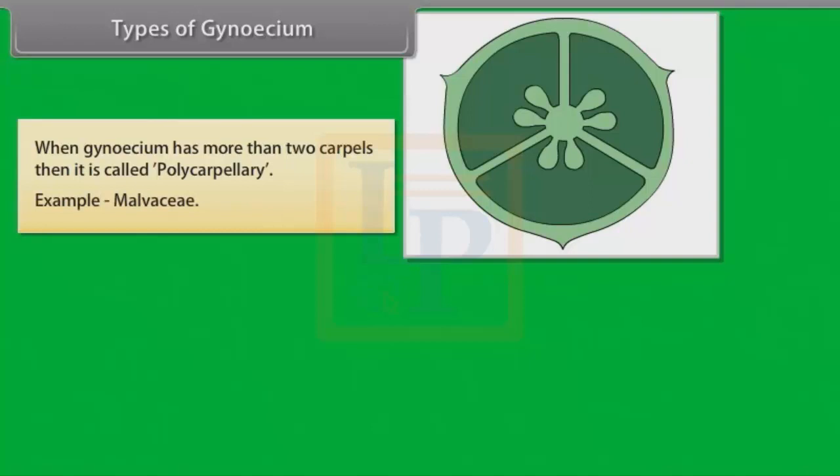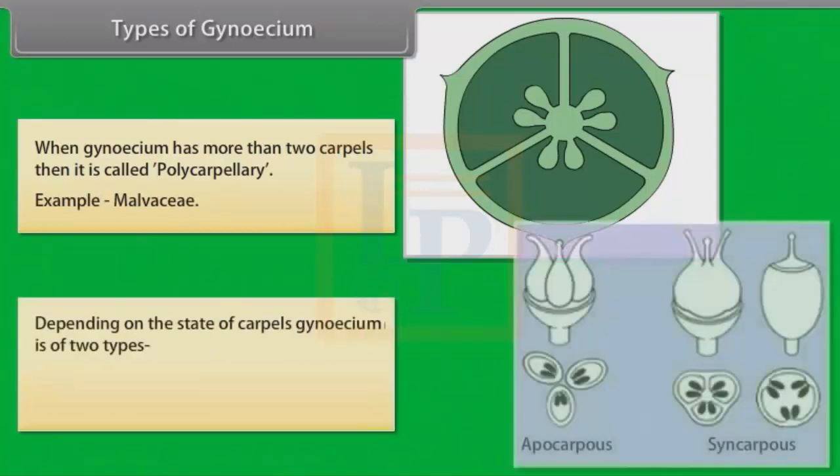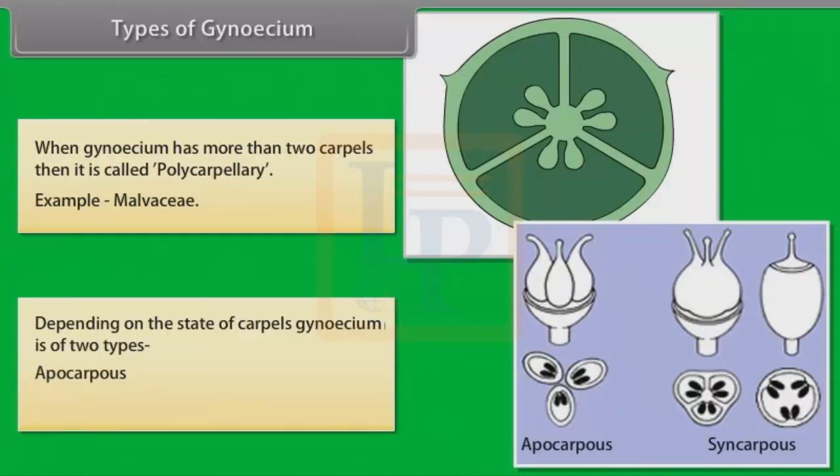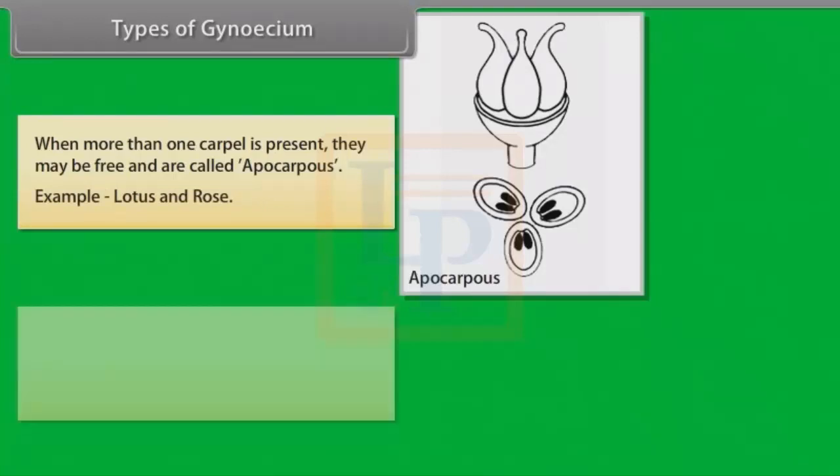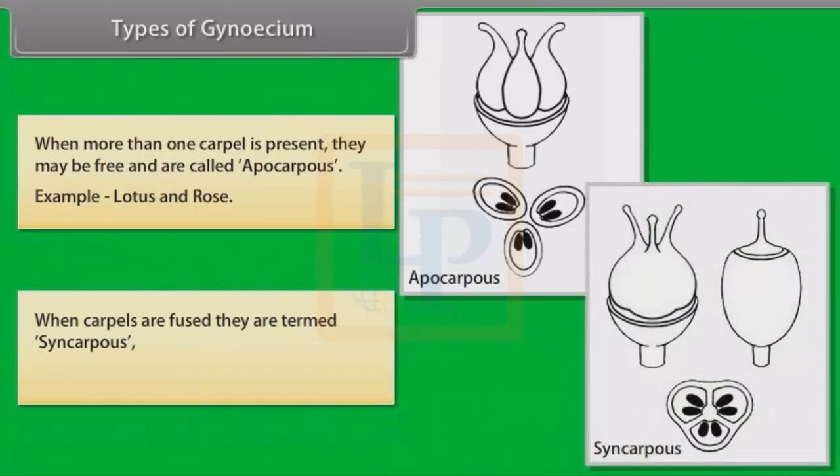Example: Malvaceae. Depending on the state of carpels, gynoecium is of two types: apocarpous, syncarpous. When more than one carpel is present, they may be free and are called apocarpous. Example: lotus and rose. When carpels are fused, they are termed syncarpous. Example: mustard and tomato.